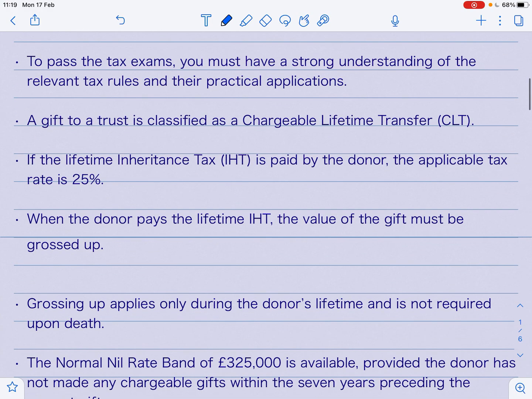All right, moving on to the second point. A gift to a trust is classified as a chargeable lifetime transfer, CLT. So in the exam, if you are told that a gift has been made to a trust, please, I need you to know that such a gift is classified as a CLT, chargeable lifetime transfer. A gift made to a daughter or to a son, that's going to be a PET. Okay, moving on.